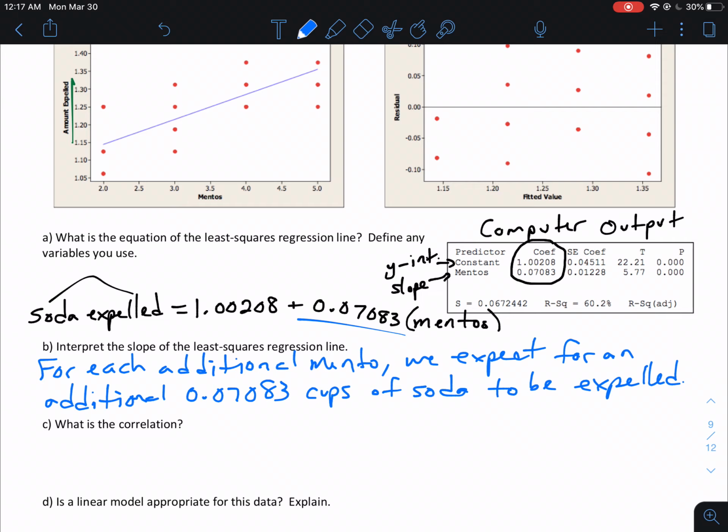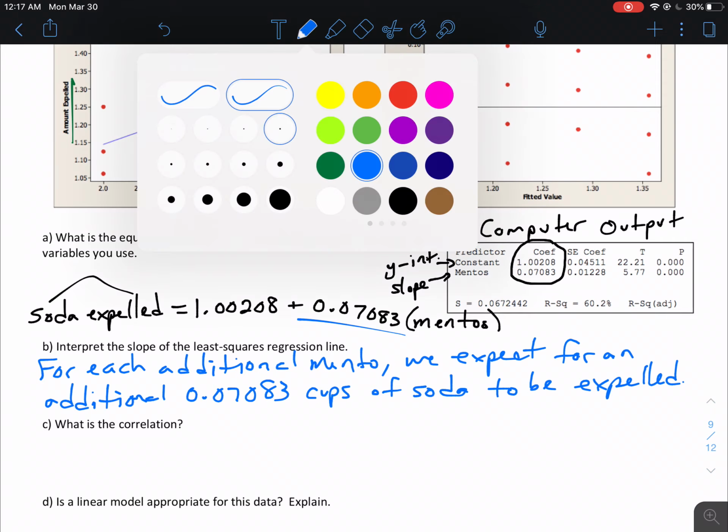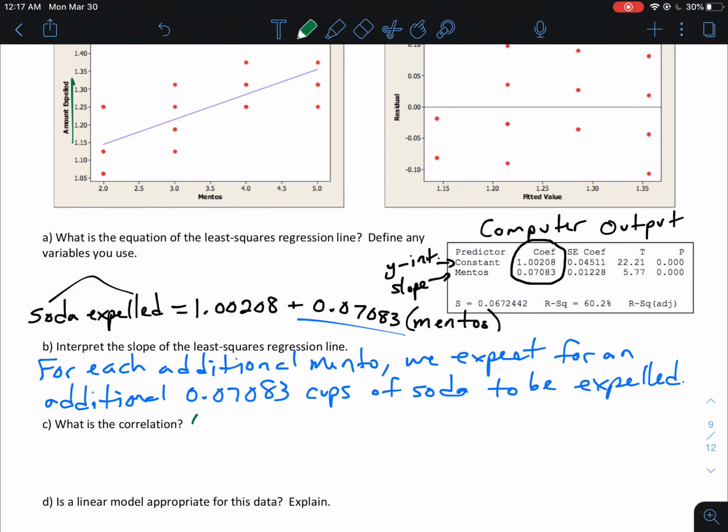Next question, for part C, what is the correlation? Correlation, remember, is your R value, and it actually doesn't give you R. It does, however, tell you what R squared is. It tells us that R squared, and make sure you convert this to a decimal, is 0.602. If we want R, we just need to take the square root of that. So take the square root of 0.602, and that should tell us what our correlation is.